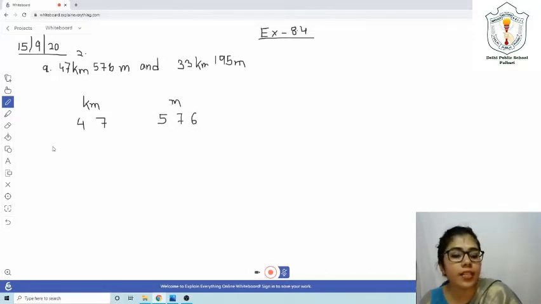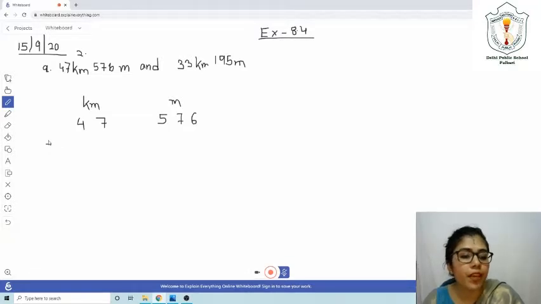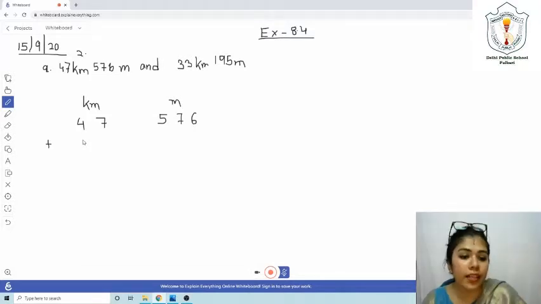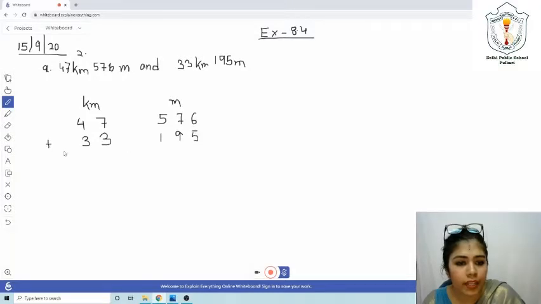Now since this is addition, the next step that we will give is a plus sign. Okay. Now next what we will write is 33, so 33 under the kilometer and 195 below the meter. So now after writing this, what we'll do next is we will simply add. So 6 plus 5 is 11, 1 carried over and 1 we write here.